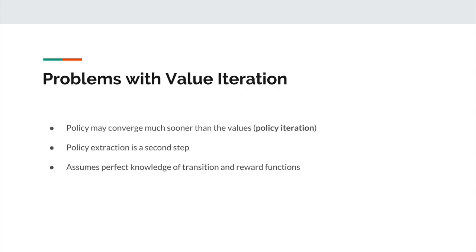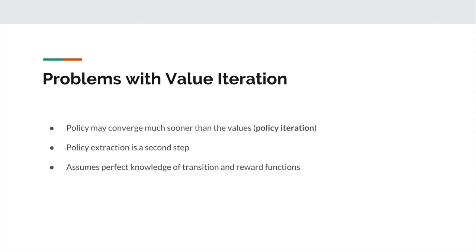So there are some issues with value iteration, and one thing to mention is that policy extraction is a separate independent step. That seems to waste the notion that we have all this information about our values, and yet policy extraction is a separate step. That seems kind of wasteful, and so that's an issue with value iteration.